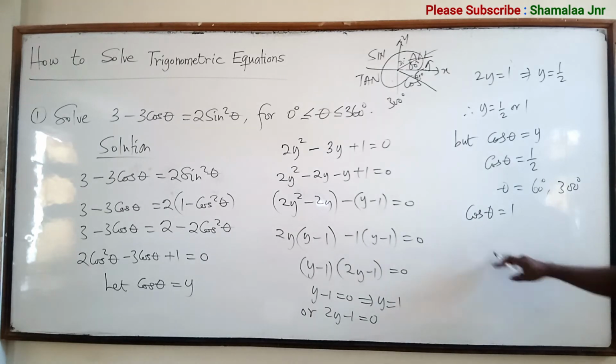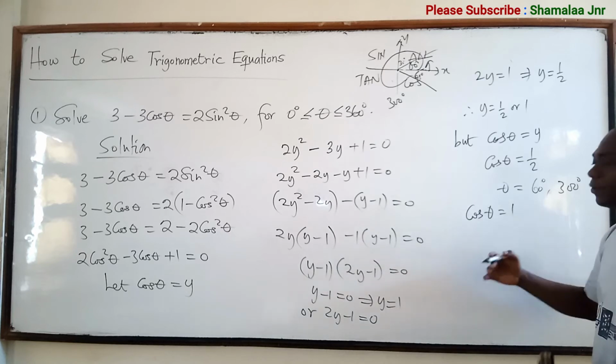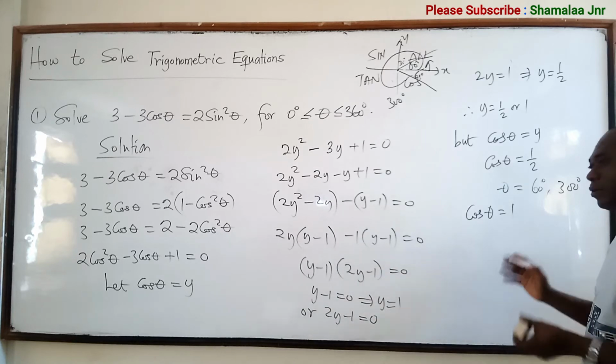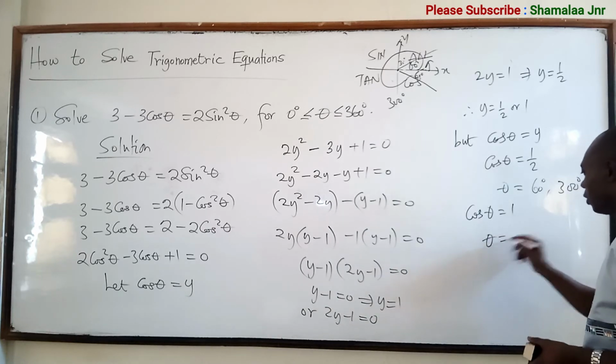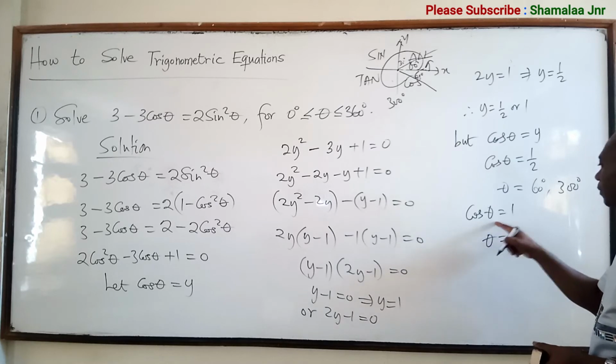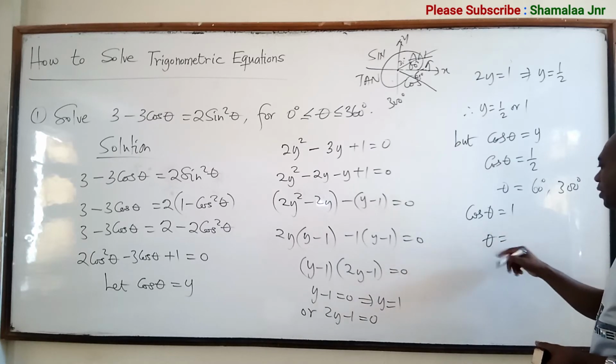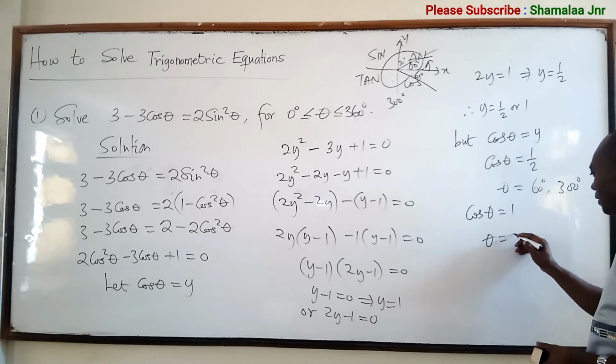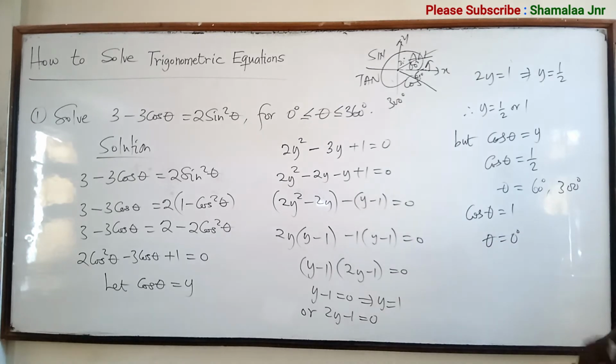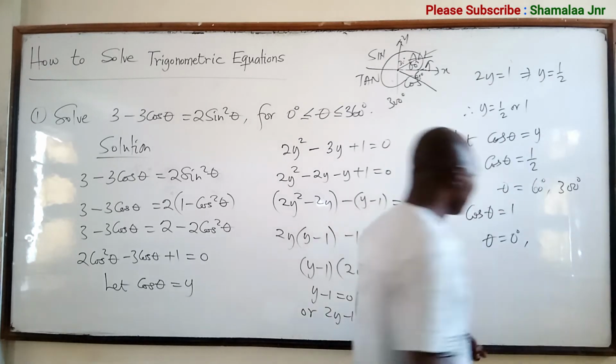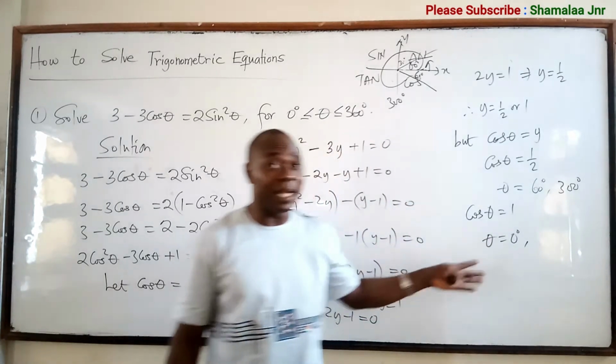Now, viewers, you know that cos 90 degrees is equal to 0. So cos 0 is equal to 1. So theta is equal to 0 degrees. Yes. Now, isn't it? Because these are special angles.